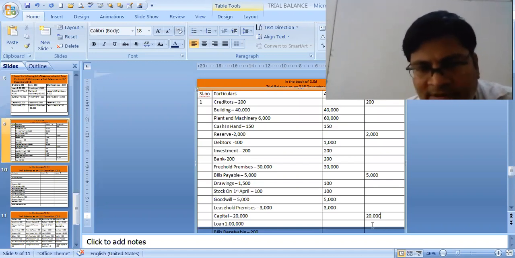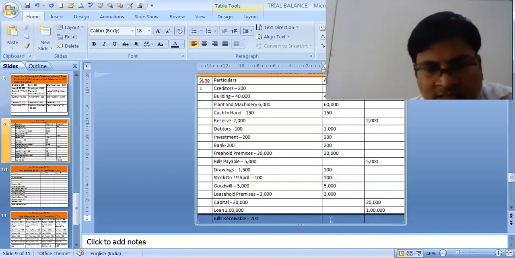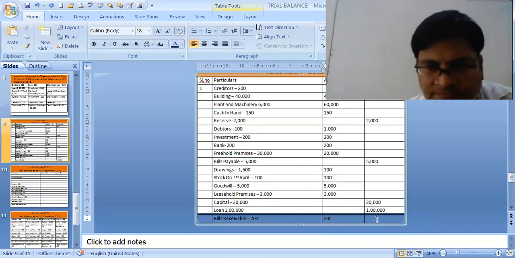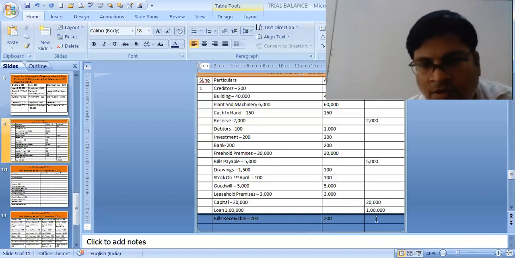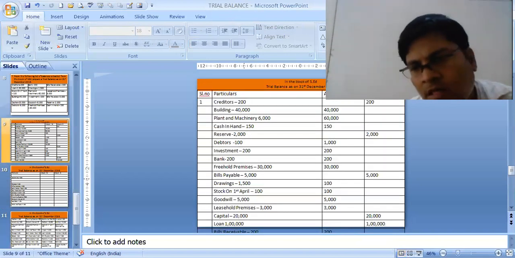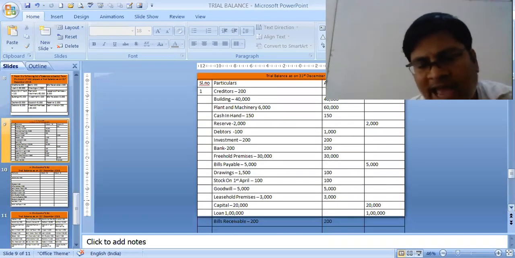Loan is also a liability. So we are writing it on the liability side. And bills receivable is nothing but an asset. Bills receivable is an asset. Now we need to total it. When we total it, we will get nothing but both the sides should match.